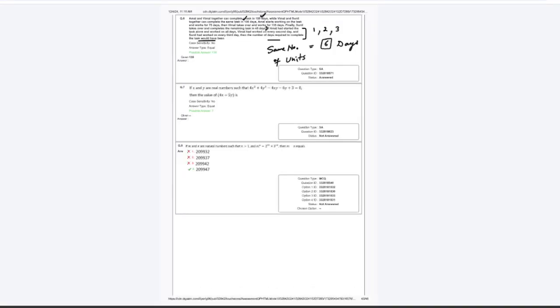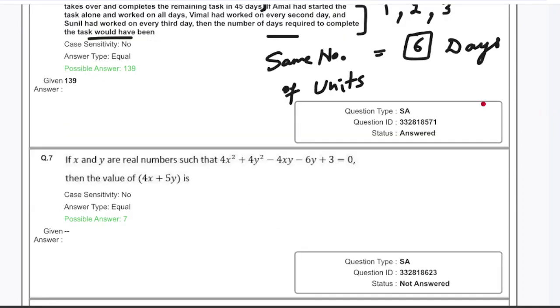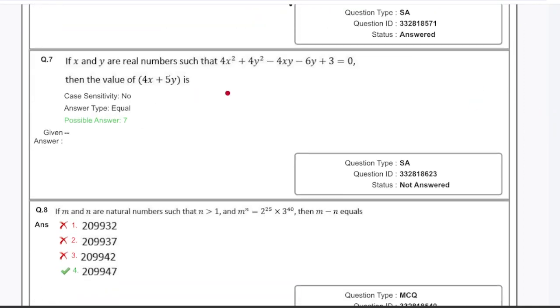The second question which we have says, question number 7, if x and y are real numbers such that 4x square plus 4y square minus 4xy minus 6y plus 3 equals 0, then find the value of 4x plus 5y. Now, if we look at this equation right here, 4x square minus 4xy, how can I convert it? I can convert that into 2x minus y whole square minus y square.